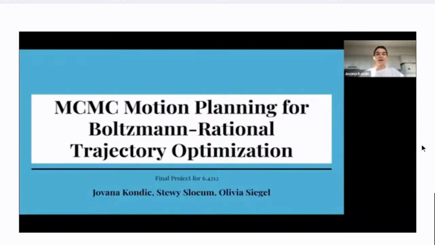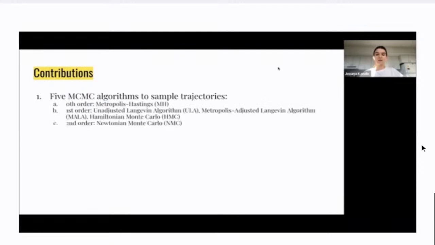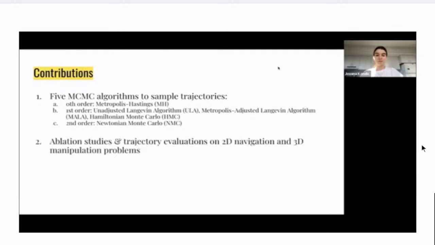My name is Yavana, and my friend Stewie and I are going to present our project on Markov chain Monte Carlo, in short MCMC, motion planning for Boltzmann rational trajectory optimization. In this project, we implement five MCMC algorithms of zeroth, first, and second order, and combine random sampling and optimization to generate good and diverse trajectories. We evaluate the trajectories and perform ablation studies on 2D navigation and 3D manipulation problems.